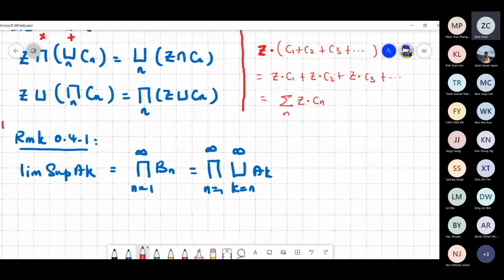Actually, this is how we define B_n: the union of all the A_k beginning with n. So you may assume lim sup is equal to the infimum of the supremum of A_k, with k running from n to infinity, and n running from 1 to infinity.